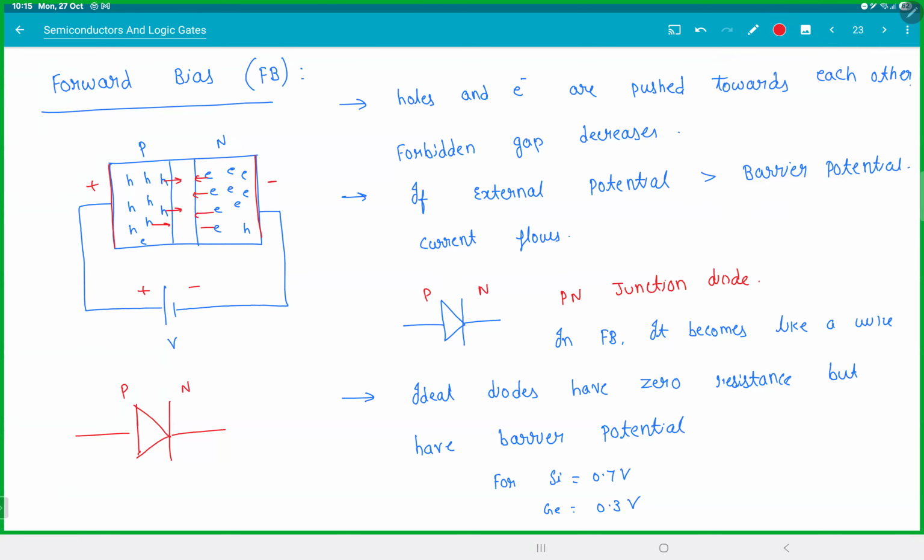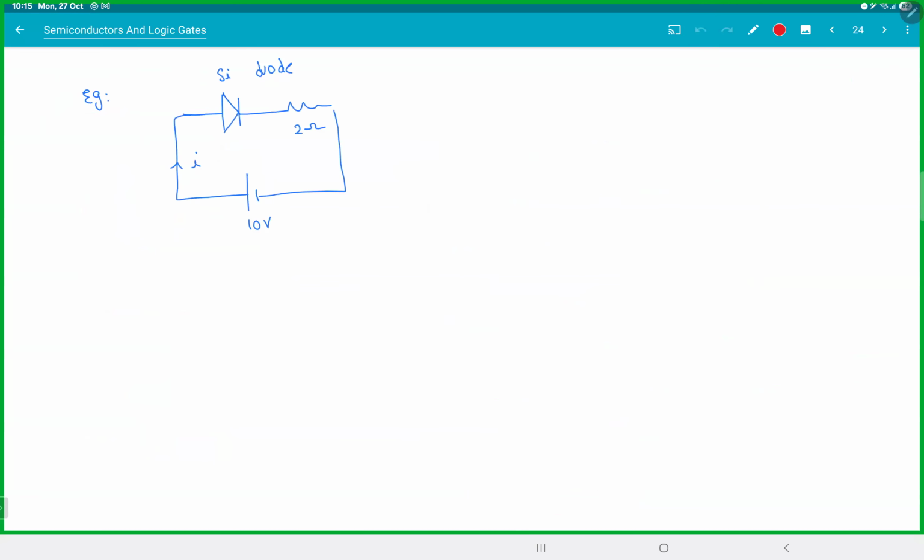So the important thing, when you keep this in forward bias, it becomes like a wire. Clear with this? So if you put a diode in forward bias, it will just let the current flow. But there is a problem, remember, it will require some potential to work. So silicon diodes will eat away 0.7 volts and germanium diodes will eat away 0.3 volts. Let me show you how they'll frame a question. You'll understand. Look at this question. We have a 10-volt battery, there's a silicon diode and there's a 2 ohm resistor. Find the current. Straightforward question.